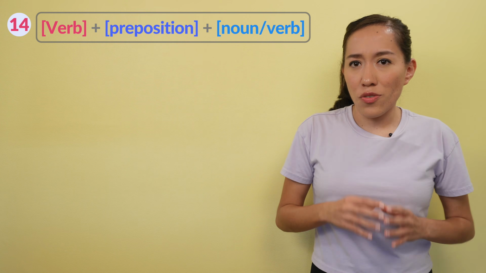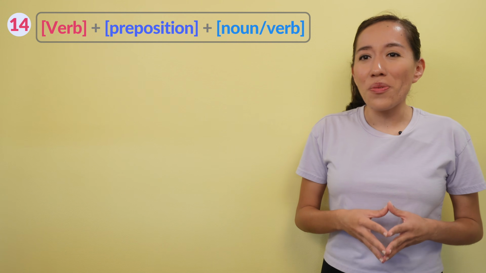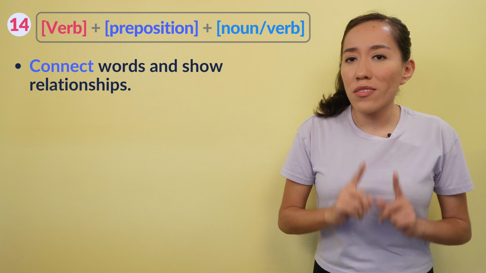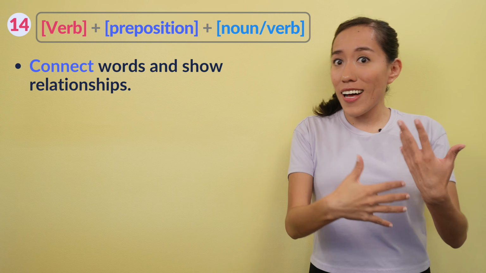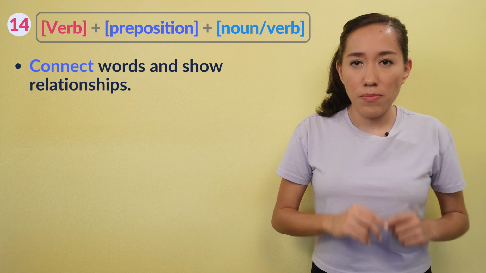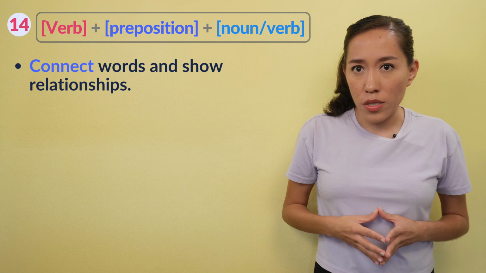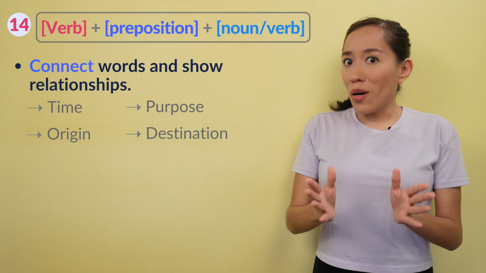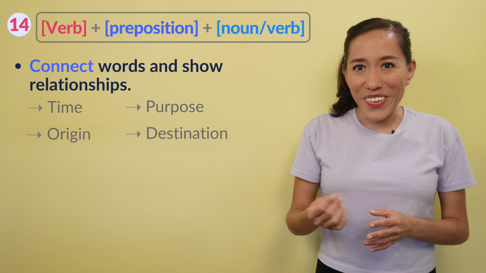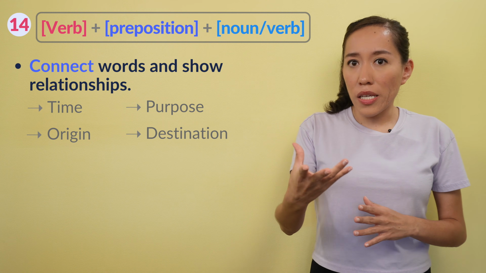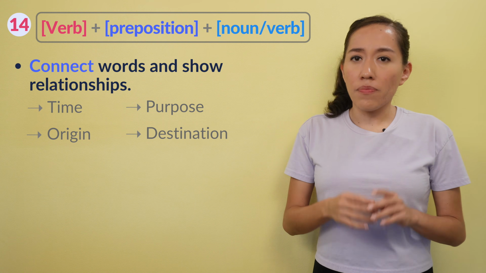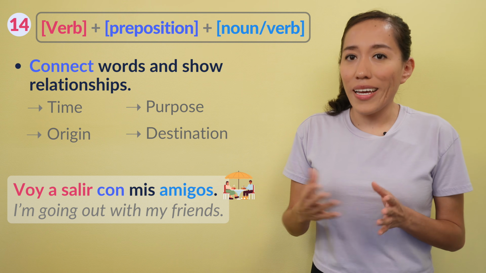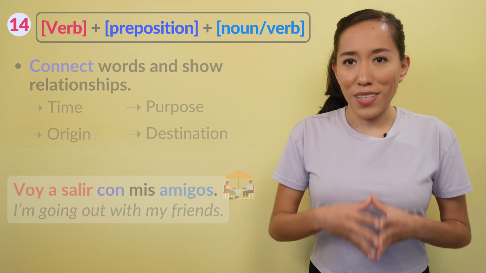Formula 14 is also extremely common in conversations porque esta preposición is going to help you connect words, pero también a expresar las relaciones entre esas palabras. Examples of those relationships are time, origin, purpose, and destination. Como en el inglés, en el español, cada preposición comunica información diferente. Check the difference. Voy a salir con mis amigos. Con expresa compañía.